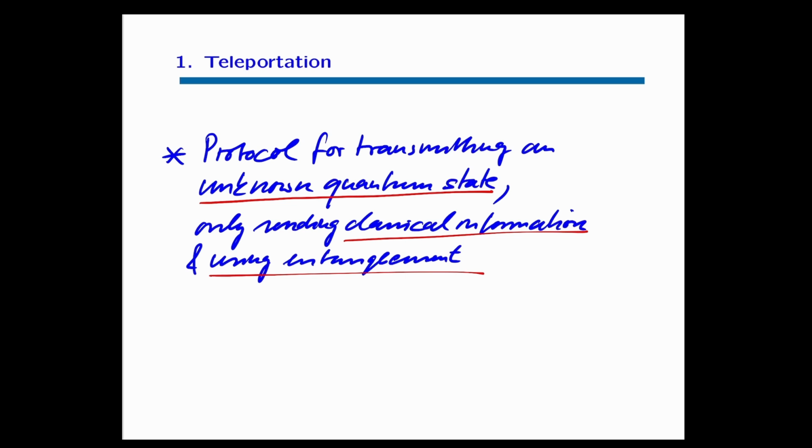So it gets you the quantum state from one place to the other, but all that is ever communicated is classical information, 2 bits of classical information, and you're also using up an entangled state. You can use this only once. If you want to teleport again, you must make that state one more time. Okay, so this is what the protocol is about.